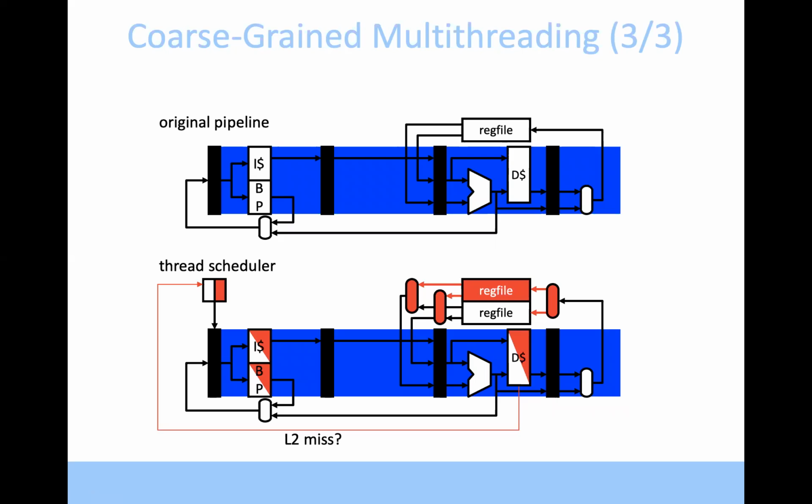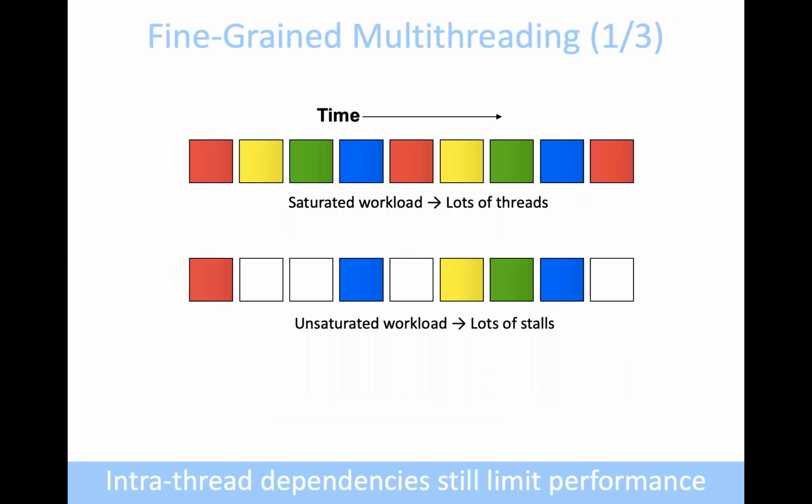Because coarse-grained multi-threading doesn't perform really well for short misses, you could think of making the granularity of multi-threading finer. I think the most obvious way to do this is round-robin fine-grained multi-threading. Maybe for some unit of time you execute thread A, then some unit of B, C, and so on.